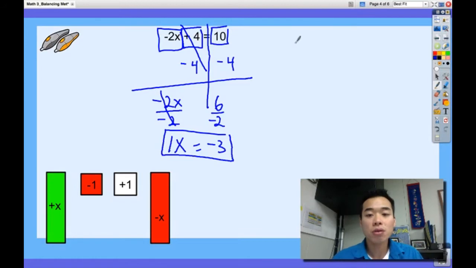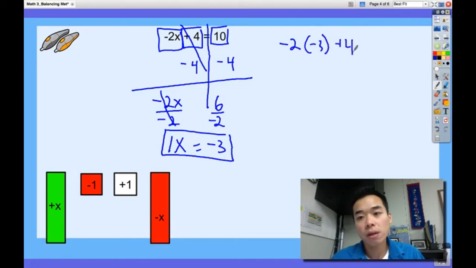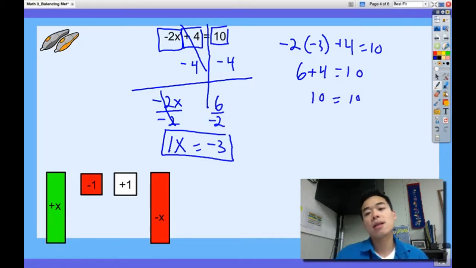Please also make sure that you double check your work. So what I'm going to do is put it back into the equation. Negative 2 times negative 3 plus 4 is equal to 10. Negative 2 times negative 3 is positive 6, plus 4 is equal to 10, and 10 does equal 10, and that checks. So my answer is negative 3.